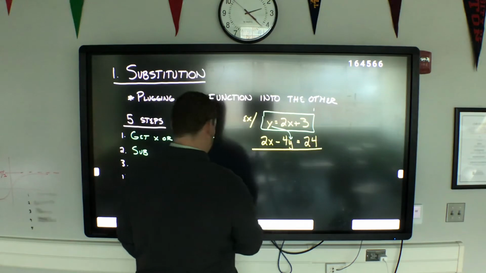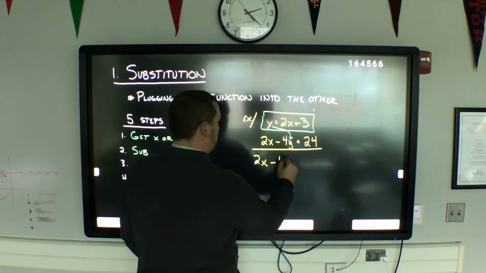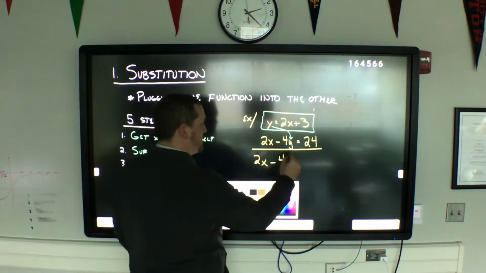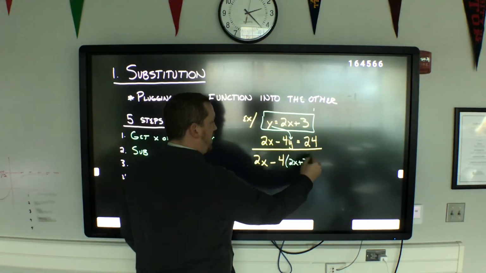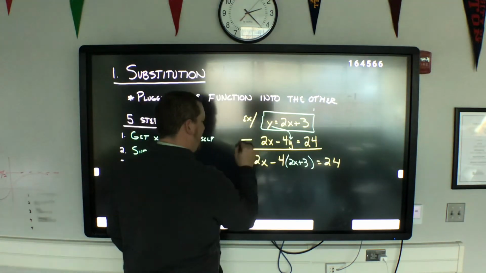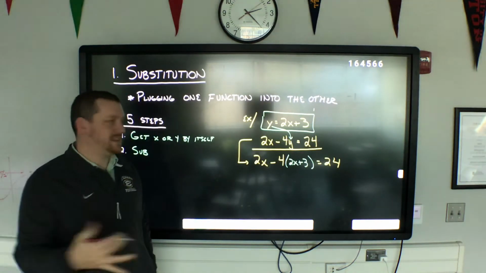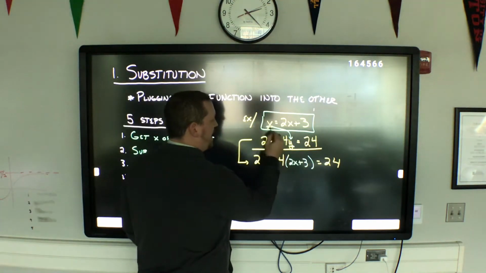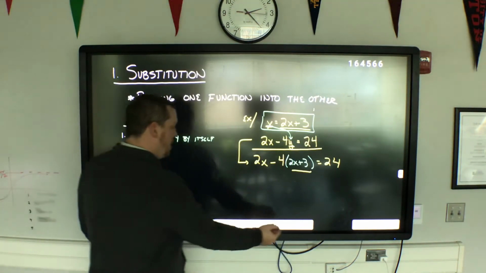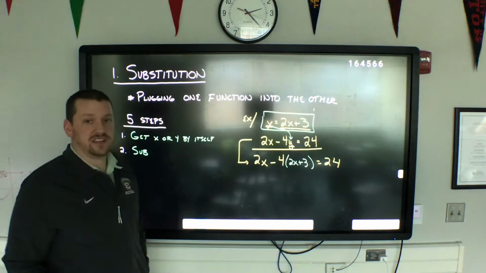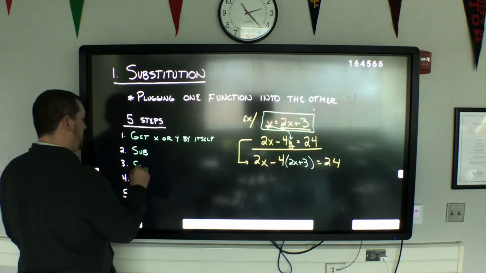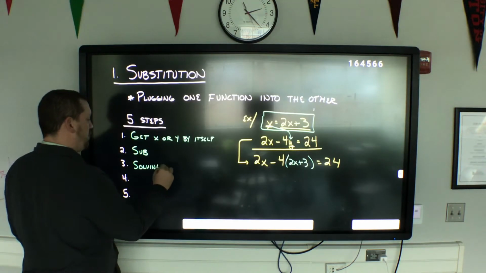So it would look something like this, 2x minus 4 times, instead of y, now I'm going to write out 2x plus 3, is equal to 24. So notice that this line and this line are the exact same thing, except for instead of writing y, now I'm writing 2x plus 3. And that's the whole substitution step. The third step is just going through and solving for x. And so the third step is solving for your remaining variable.